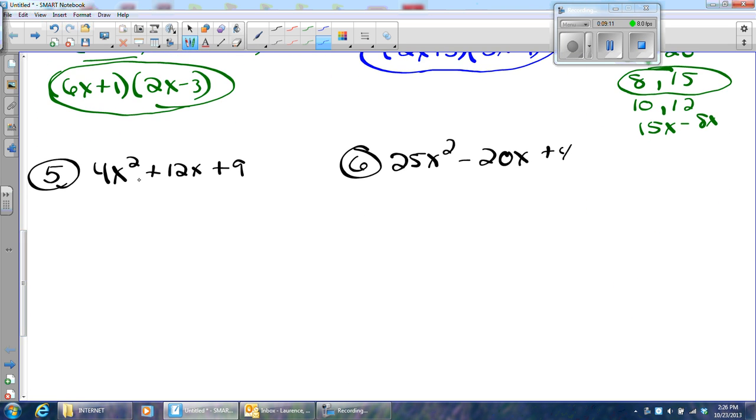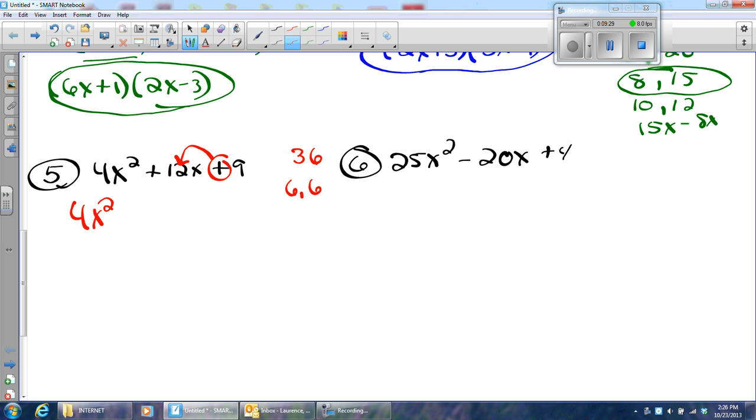Okay, this one's really a cool one. I'm not going to tell you what's special about it. Numbers 5 and 6, see if you can figure it out on your own. I'm going to do it just like it's not something special. 4 times 9 is 36. I need to add to get 12. Two factors. Oh, sounds like 6 and 6, doesn't it?